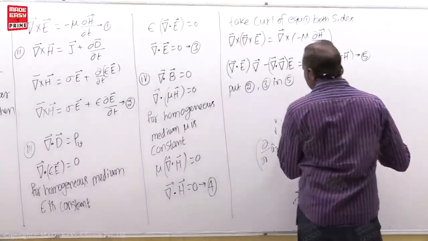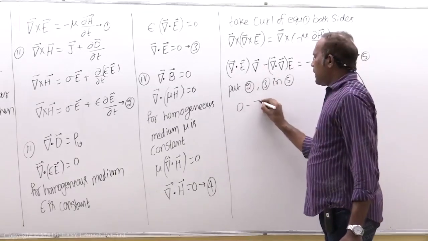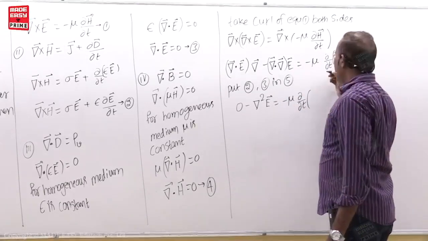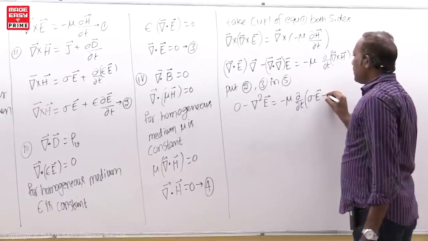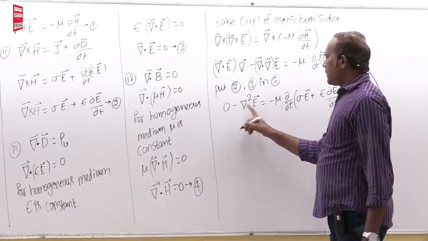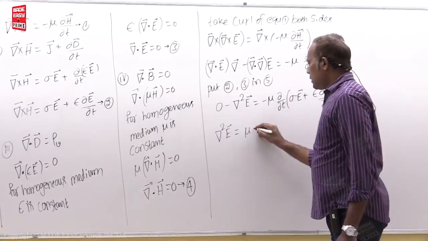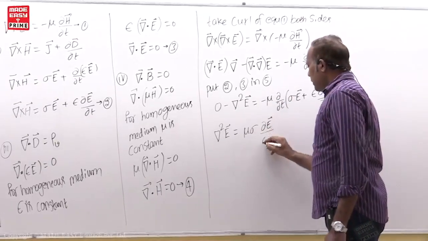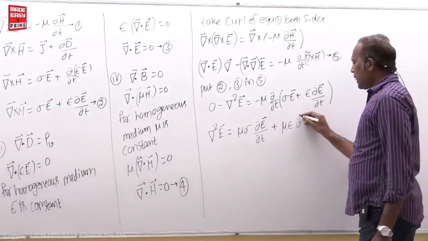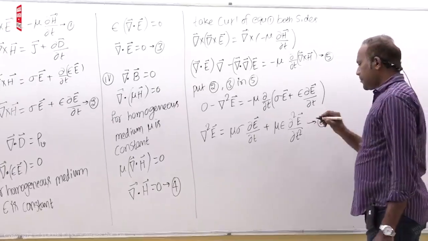So here it becomes 0 minus del square E bar is equal to minus mu into dou by dou t of del cross H, which is sigma E bar plus epsilon dou E bar by dou t, students. Now minus minus gone, so ultimately del square E bar is equal to mu sigma dou E bar by dou t plus mu epsilon dou square E bar divided by dou t square. So this is equation number 6.